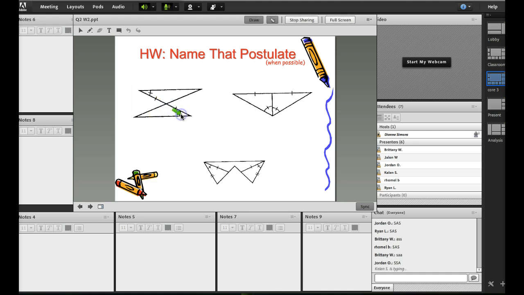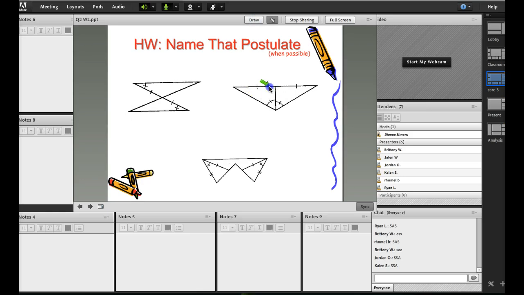Angle, side, angle. Good. And why is it angle, side, angle? Vertical angles. What about this one? Side. Okay, they share a side, and we could say that, but side angle is not one of those proofs, right? But what can you say? What do you have here? Did we learn that, guys? What did we learn about that?